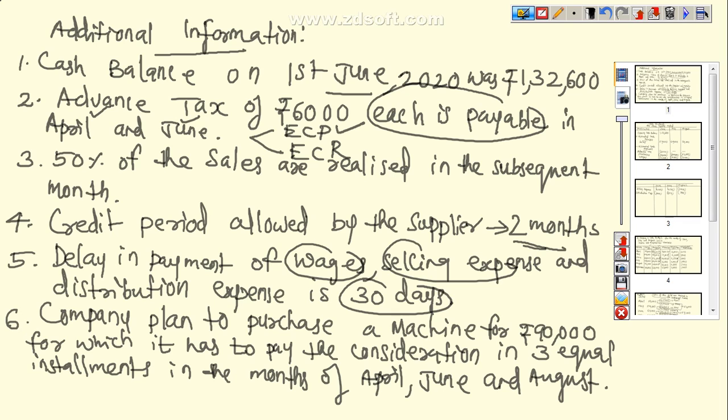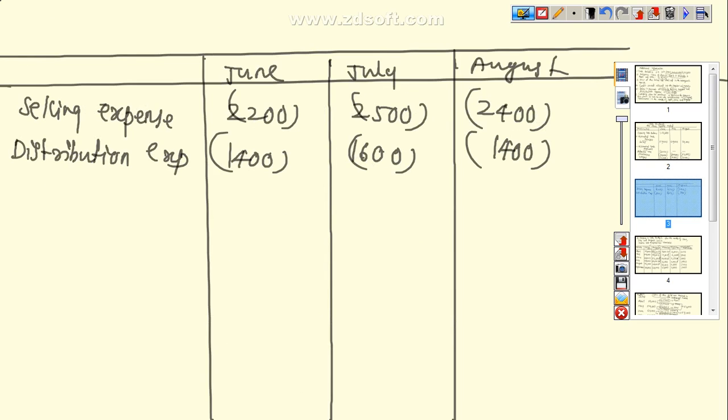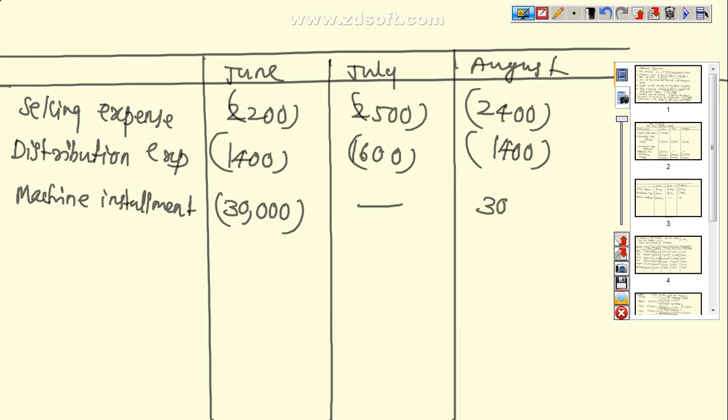Now next adjustment, according to the question, the company plans to purchase a machine for rupees 90,000, for which it has to pay the consideration in 3 equal installments in the months of April, June and August. We are not preparing the budget for April, but we have to show the amount. 3 equal installments means 90,000 in 3 installments, that is 30,000, 30,000 and 30,000. So we write here machine installment, that is equal to 30,000. Here we don't have to pay, here also 30,000.